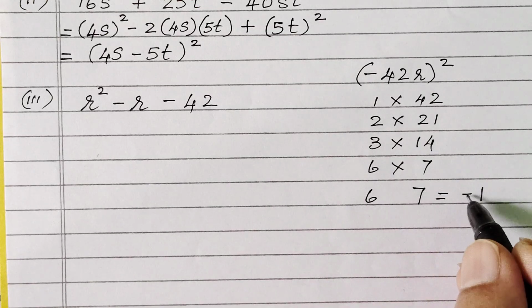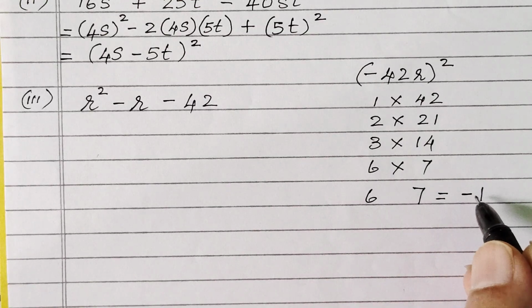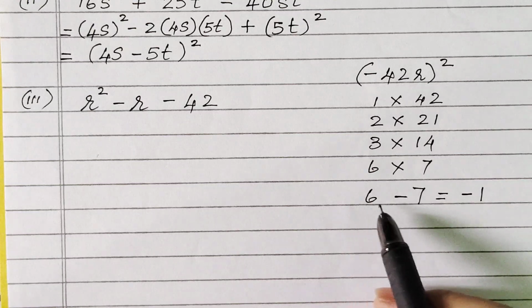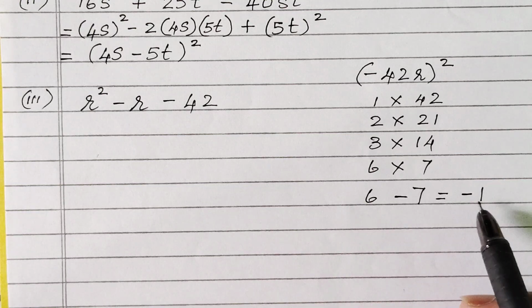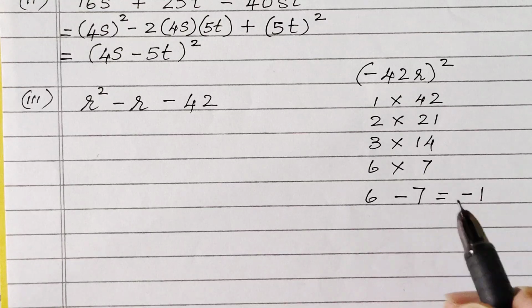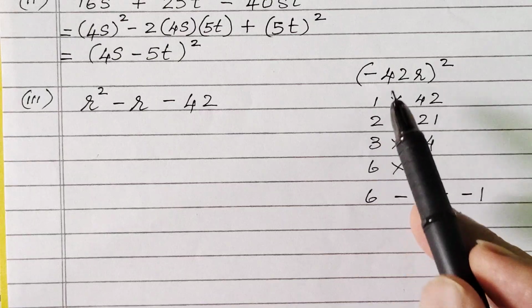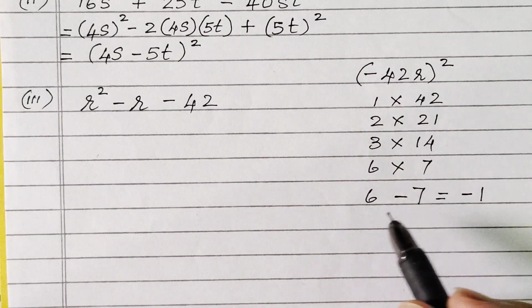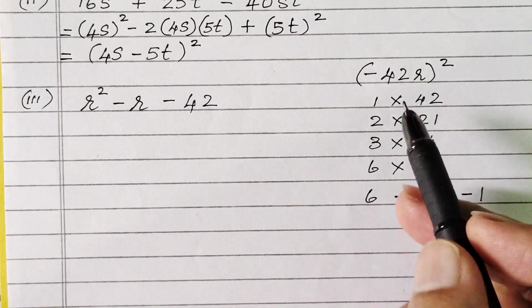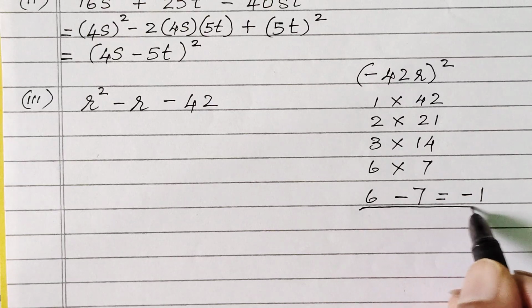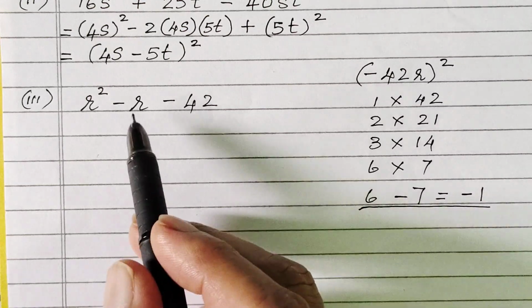So here I have to get minus, so I'll give minus for the bigger number. Now plus 6 minus 7, I got minus 1. Now again I should check whether when I multiply these two numbers I should get minus 42. Am I getting? Yes, plus 6 into minus 7 is minus 42. So this is okay for us to split the middle term.